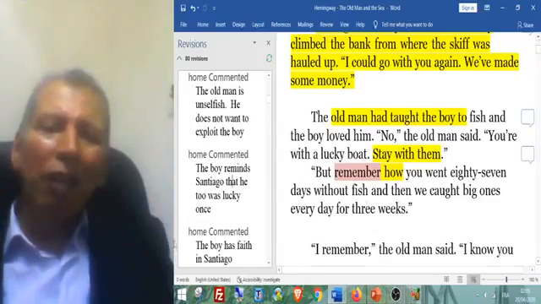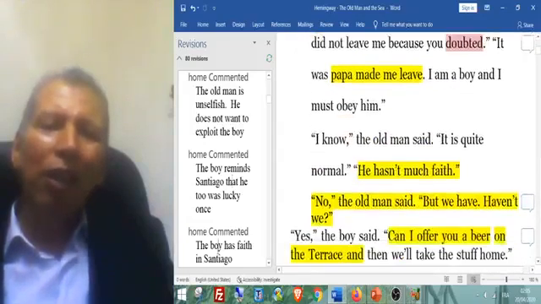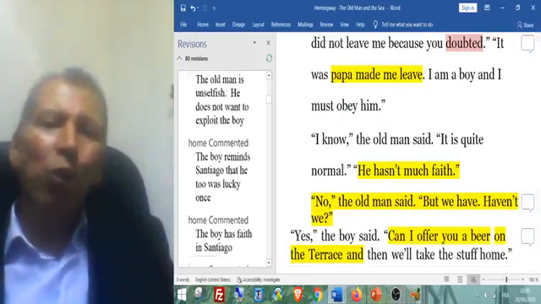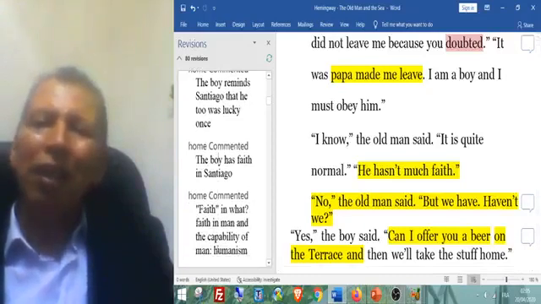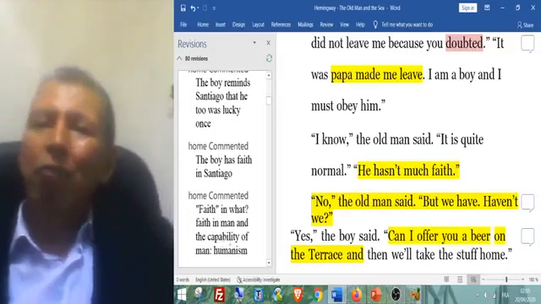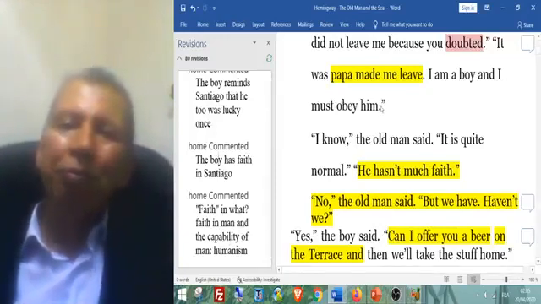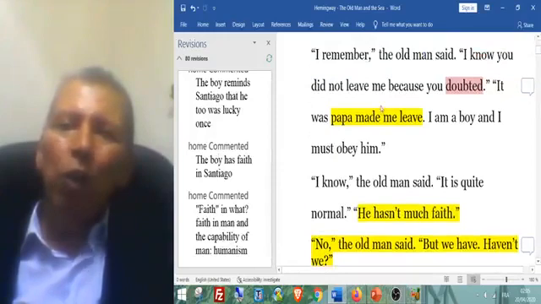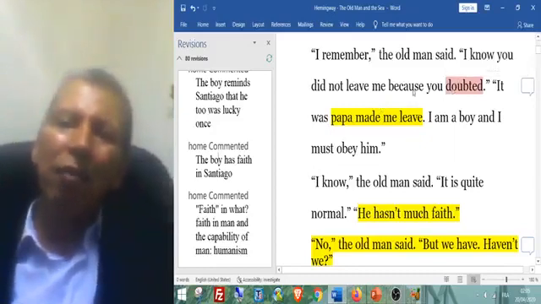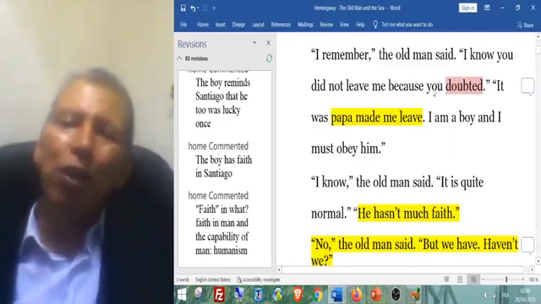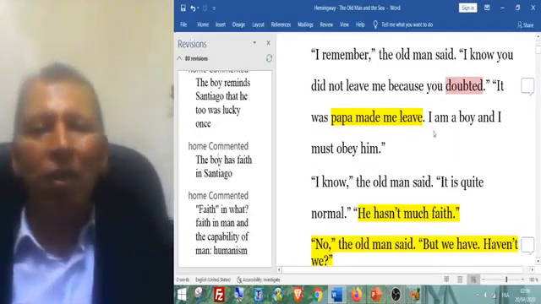So it's not just a matter of luck, it's a matter of skill as well. So long as you have skill, you will have luck. Luck is not just something that comes and which you get. There should be some preparation, there should be some work. I know you did not leave me because you doubted. So there is trust in here. There is faith on both sides, especially on the part of the disciple towards his master.